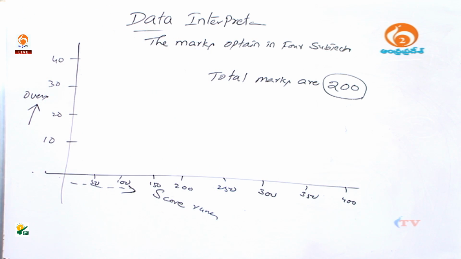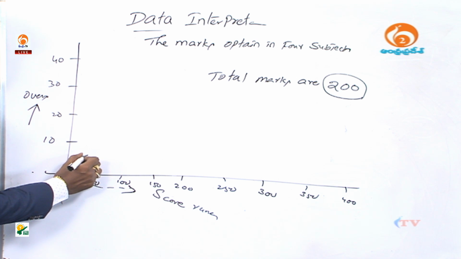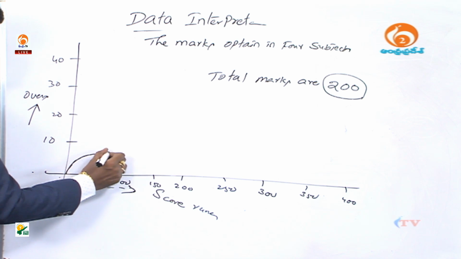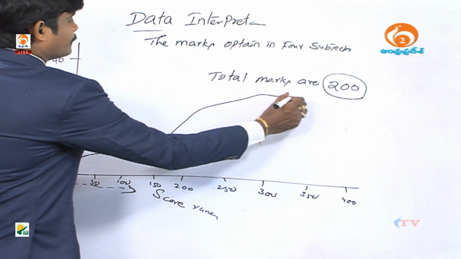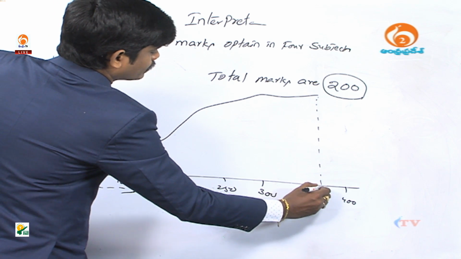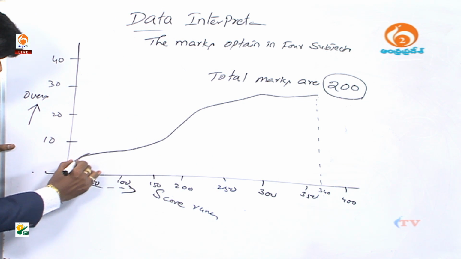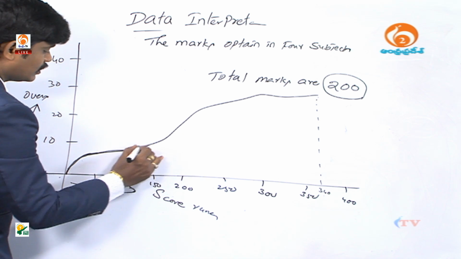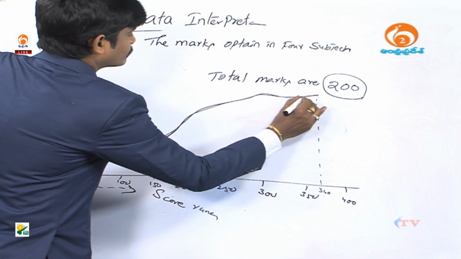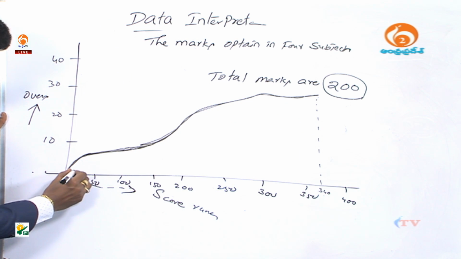Now here they are indicating the score between the two teams in the match between India and Australia. The dark line indicates the India score, and this dotted line indicates the Australian score.